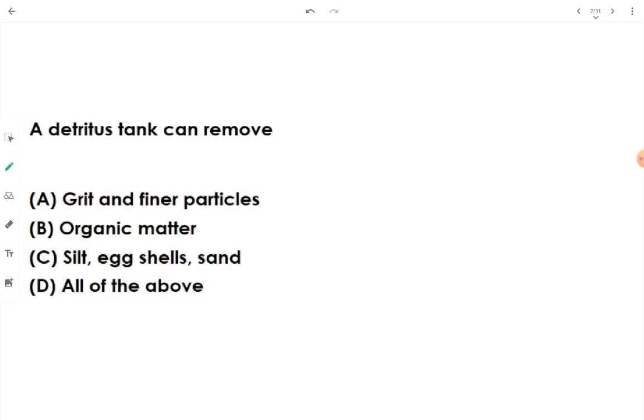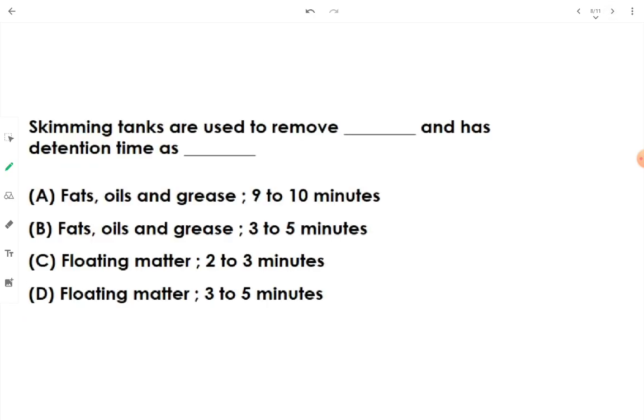Then a detritus tank can remove any of the given particle types here. Let it be grit or any finer particle, organic matter, silt, eggshell or sand. Therefore, we should tick option D. Then skimming tanks are used to remove fill in the blank and have a detention time of. Let's first focus on the detention time of skimming tanks. Skimming tanks have a detention time of 3 to 5 minutes and they can remove fats, oils and grease.